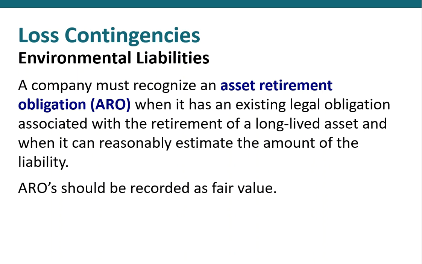A company must recognize an asset retirement obligation when it has an existing legal obligation associated with the retirement of a long-lived asset and when it can reasonably estimate the amount of that liability. So again, Exelon has an obligation to dismantle 3 Mile Island, so it needs to record an asset retirement obligation on its books at the time those cooling towers and the plant were put into operation. Let's take a look at this from a conceptual perspective.